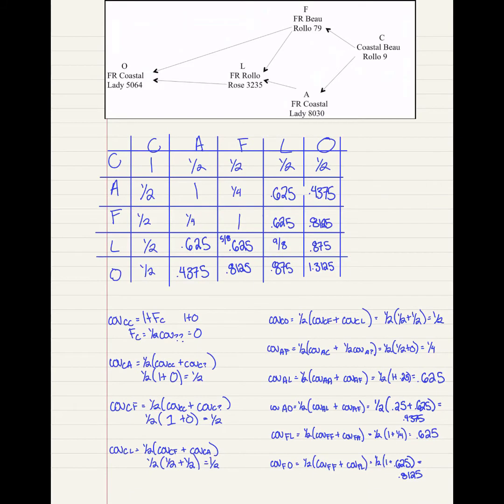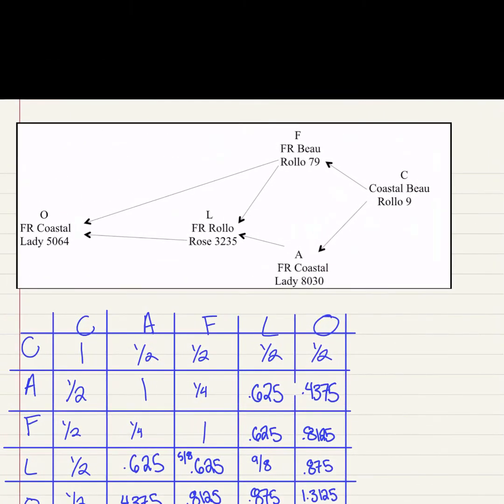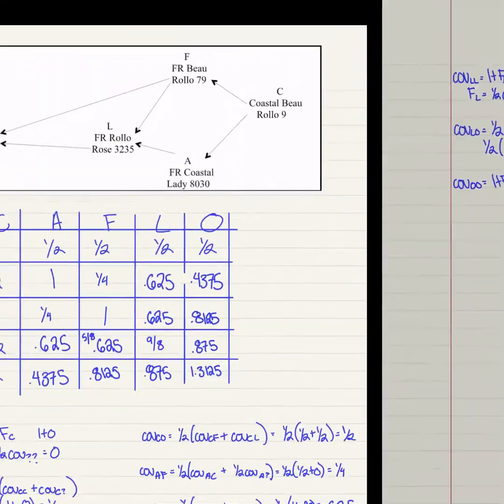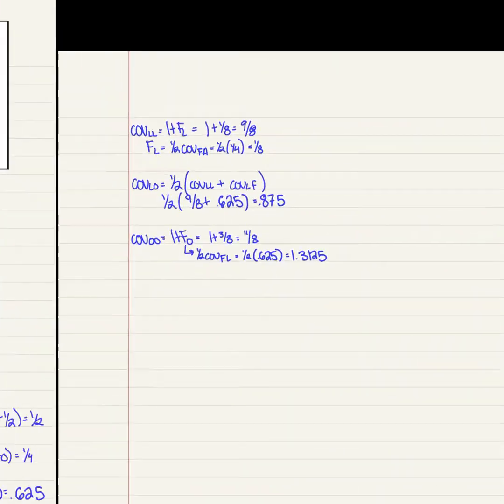And then in our L column, we have L with itself. Let's just look at L real quick. Is L going to be inbred? Are his parents related? Are F and A related? Yes. So we know this value is not going to be 1. So let's go to the next page here.